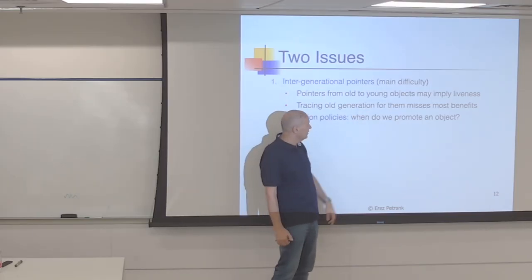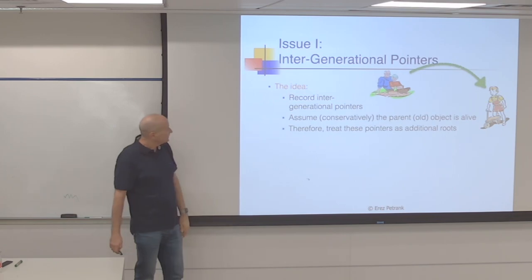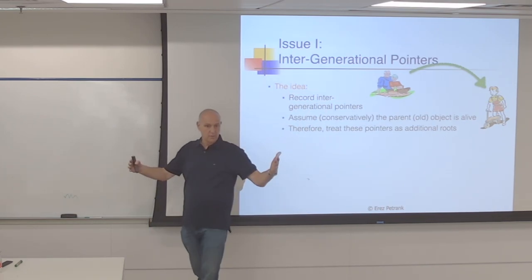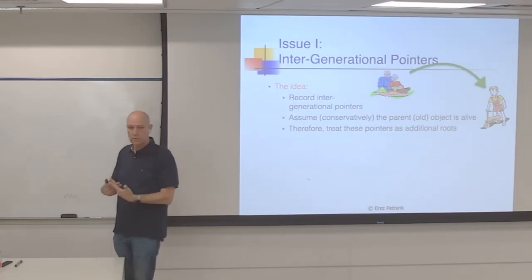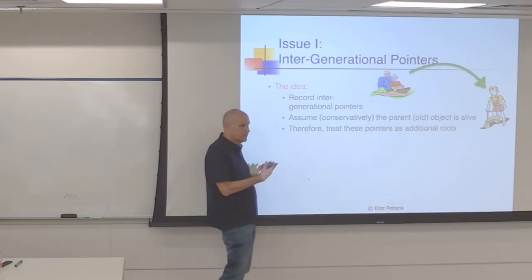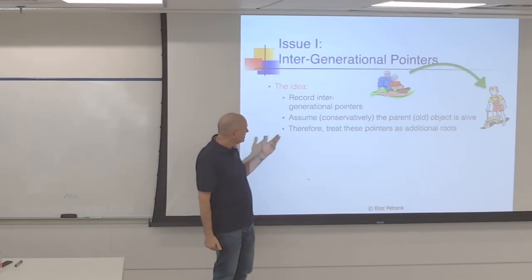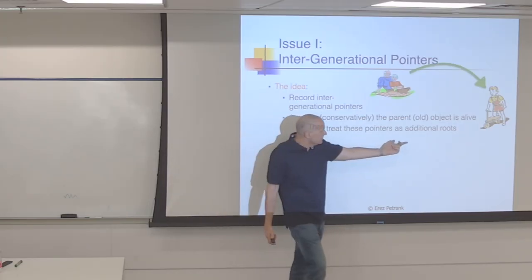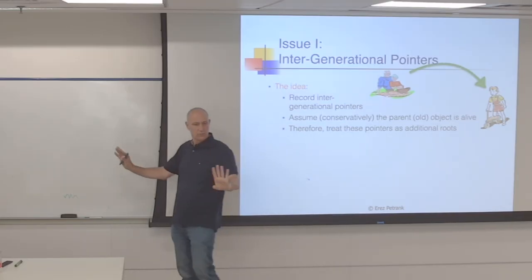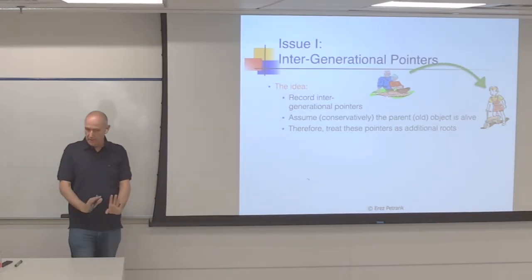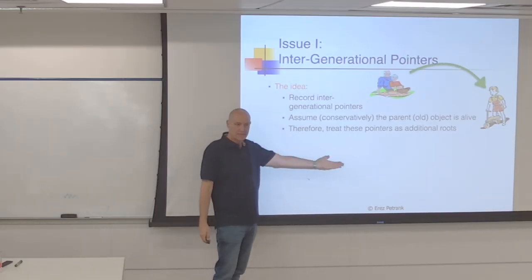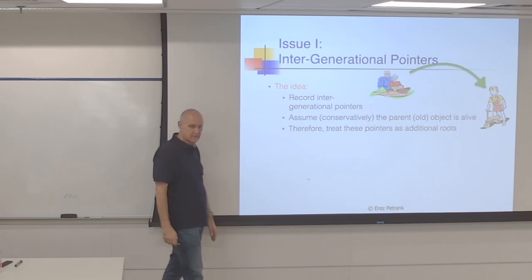So we don't want to trace the old generation. The idea is that we'll keep a record of all pointers from old generation to young generation, and we'll use that to decide which objects are reachable in the young generation. This becomes additional roots. These are things that we decide are reachable, and we don't question that, and we just trace from them. Everything that's reachable from them is alive.